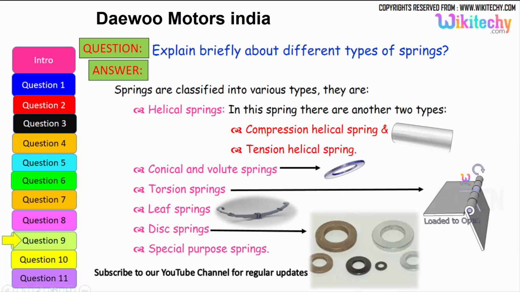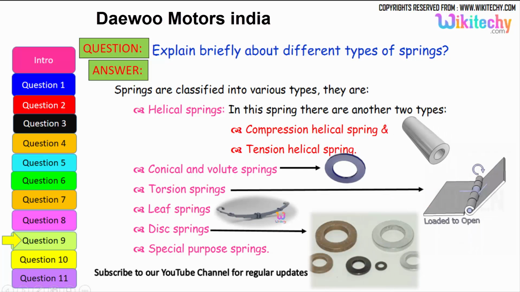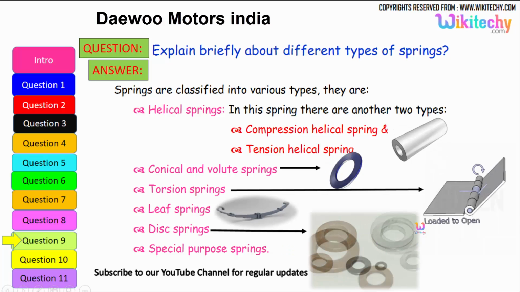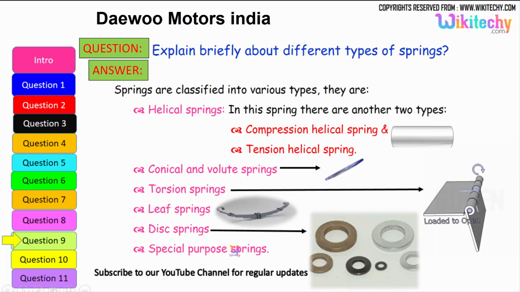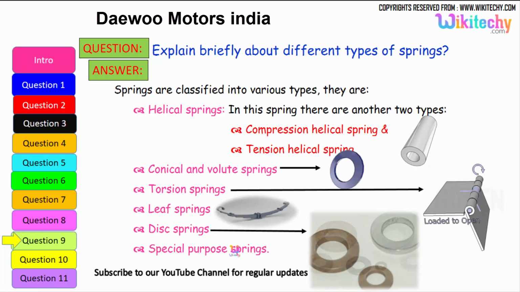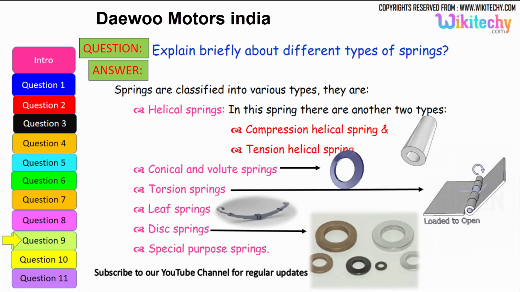The other one is torsion springs. Here are the leaf springs. Here are the disc springs. And there are some additional springs which are called special purpose springs. These are the different types of springs available.